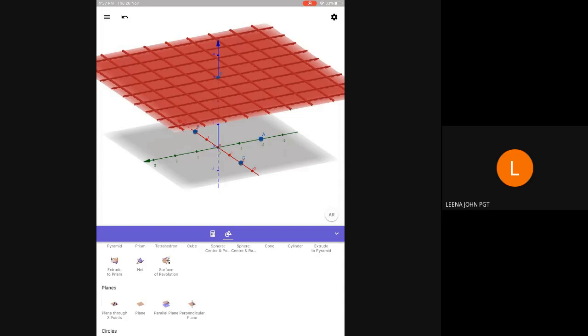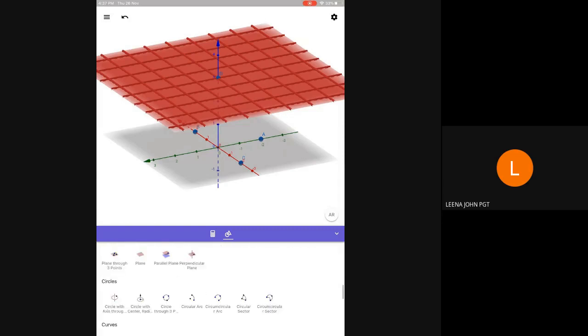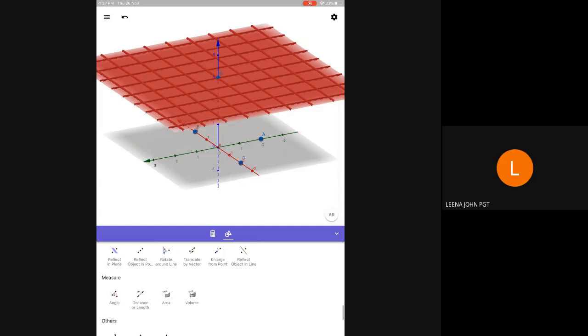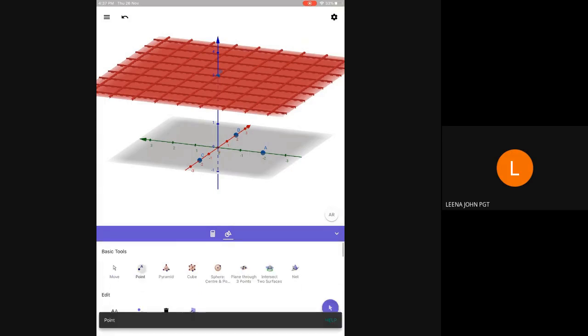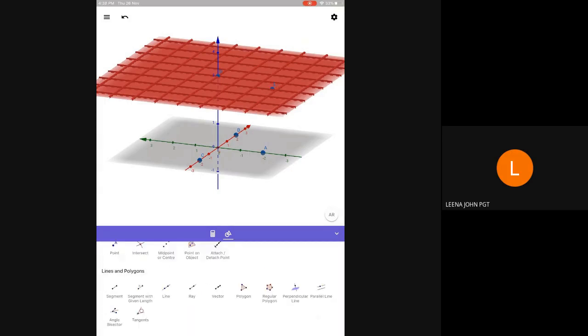It is also to be noted that any plane, when you consider it, you have to think in terms of its normal. How can you take a normal to this plane? Taking a point on the plane.